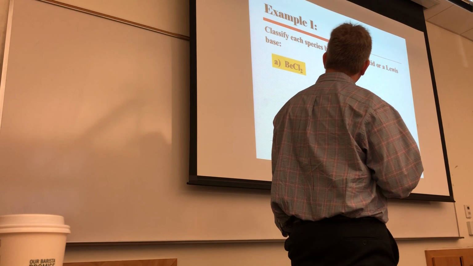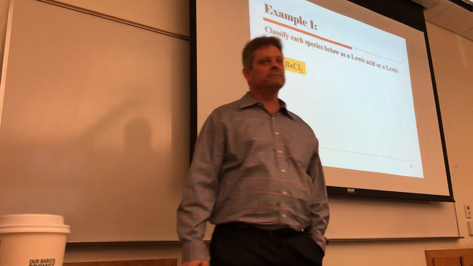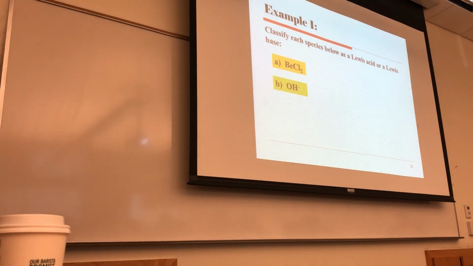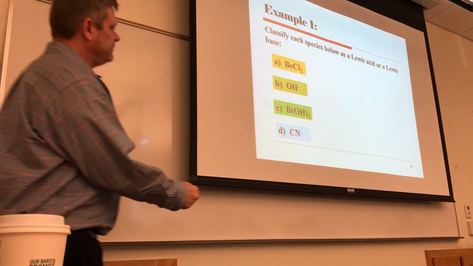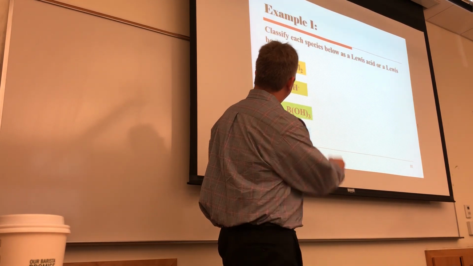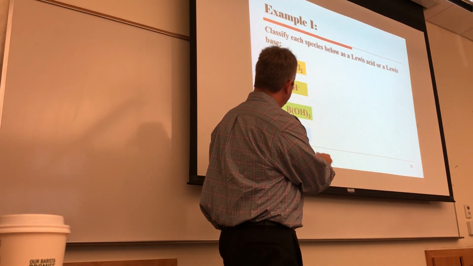Is this a Lewis acid or base? Acid, right? Electron deficient. What about this one? Base, electron rich. What about this one? Acid, electron deficient. And this one? Base, electron rich. Okay. So, acid, base, acid, base.